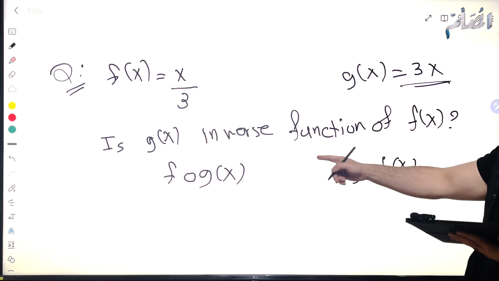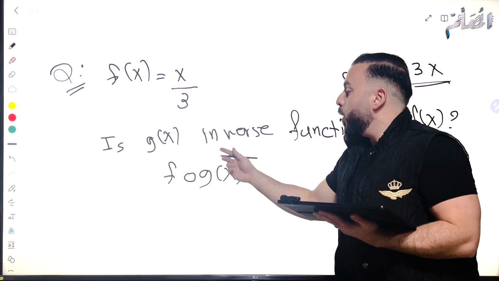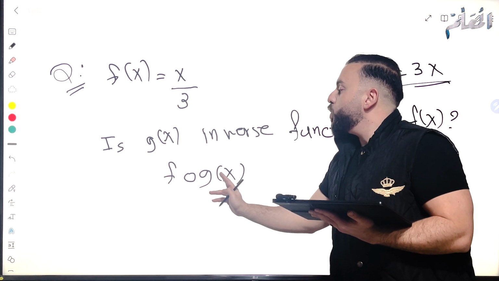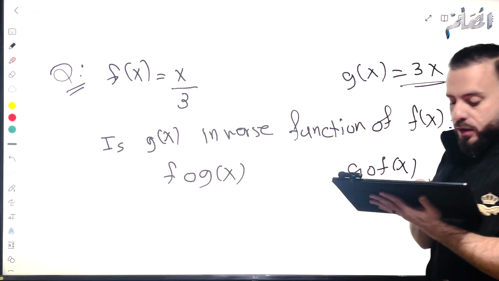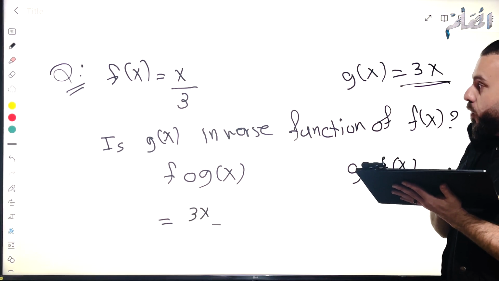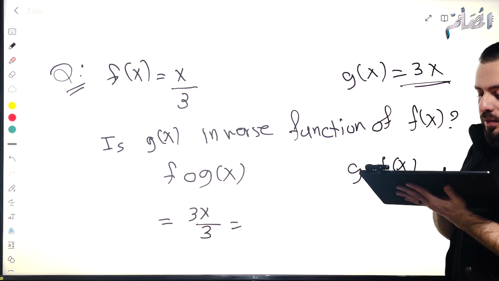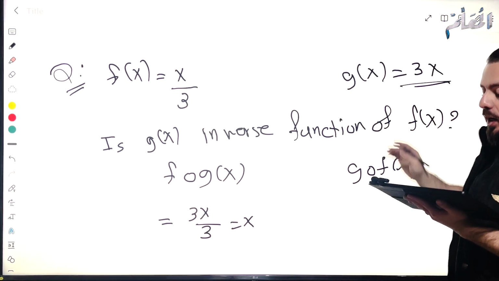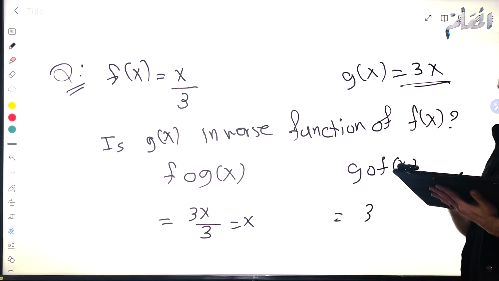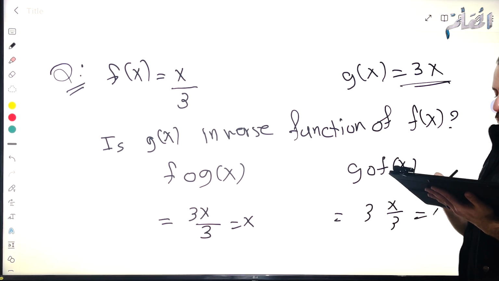F o g of x means I need to substitute the value of g of x inside f. So 3x in the place of x, and that becomes 3x over 3. Then that becomes x. And I put x over 3 in the place of x in g, and that becomes 3 times x over 3, which also becomes x.